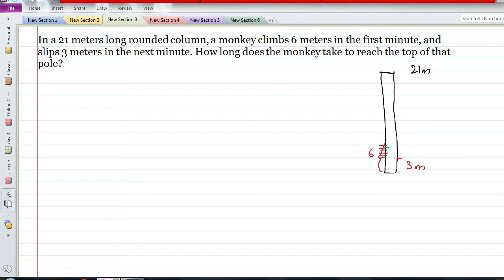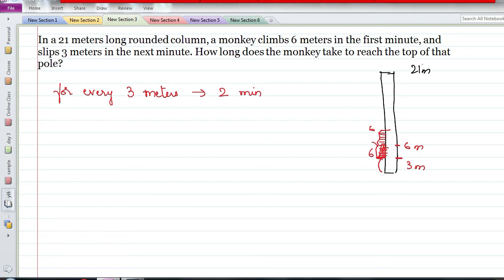Overall it climbs 6 meters in the first minute. Second minute it comes down by 3 meters. So after 2 minutes it is at this height, which is 3 meters. Now from here again it will climb 6 meters in the third minute, comes down 3 meters in the fourth minute. So at the end of the fourth minute it is here. Okay. To climb every 3 meters, 2 minutes are required.